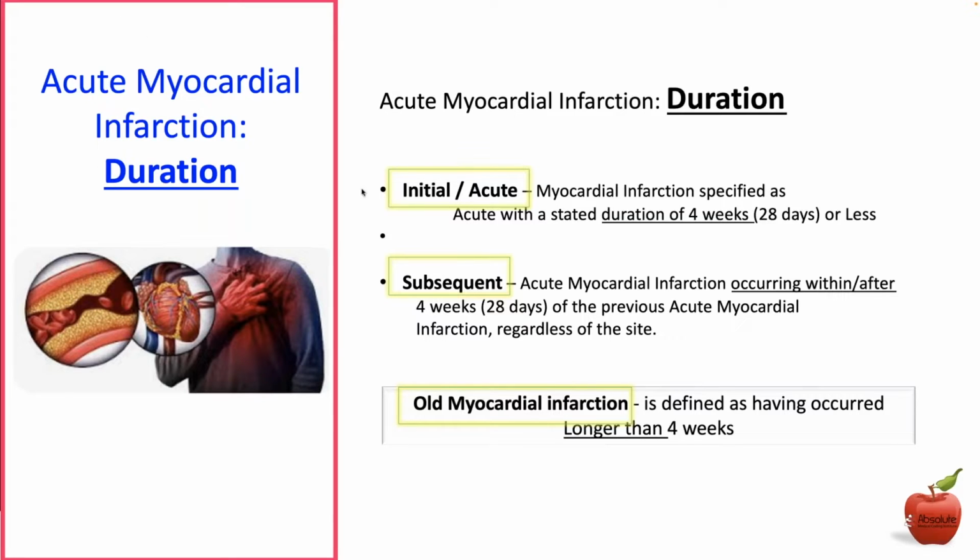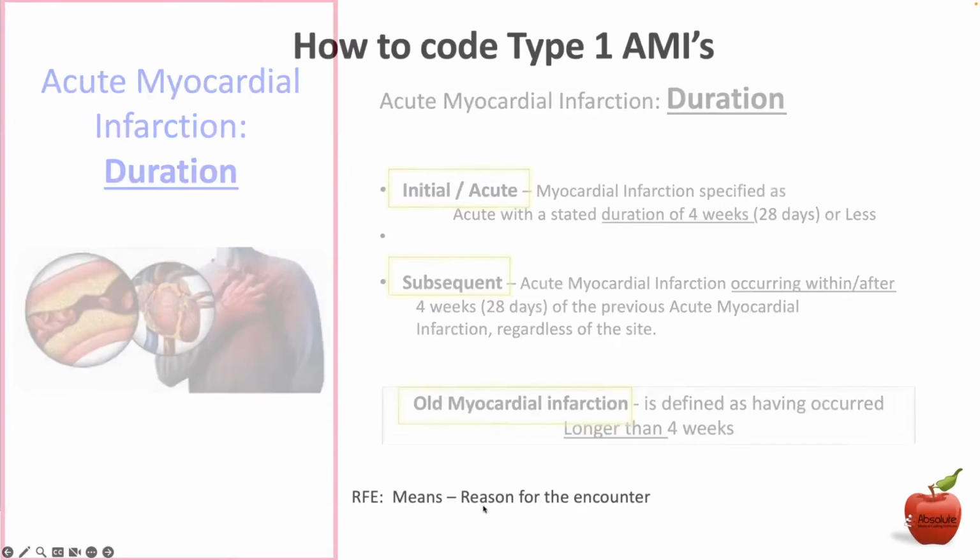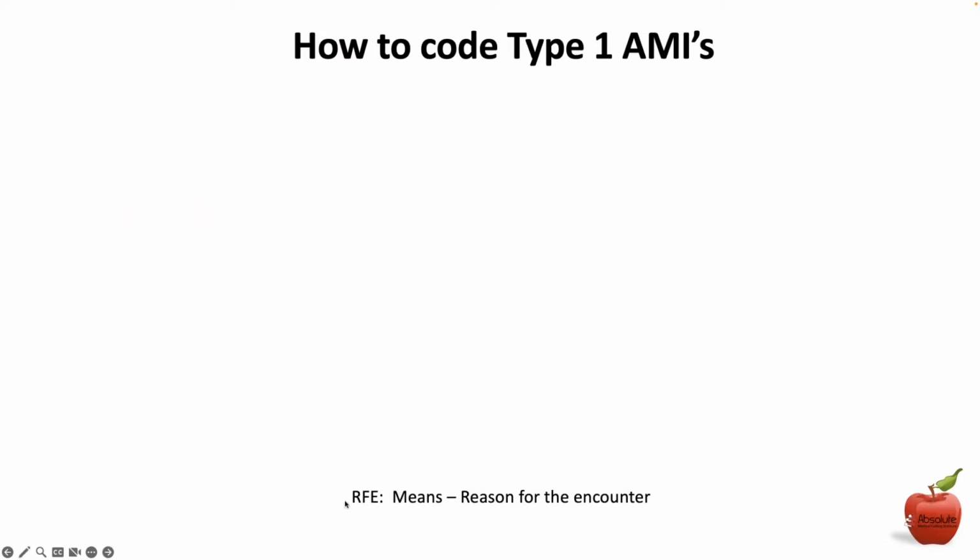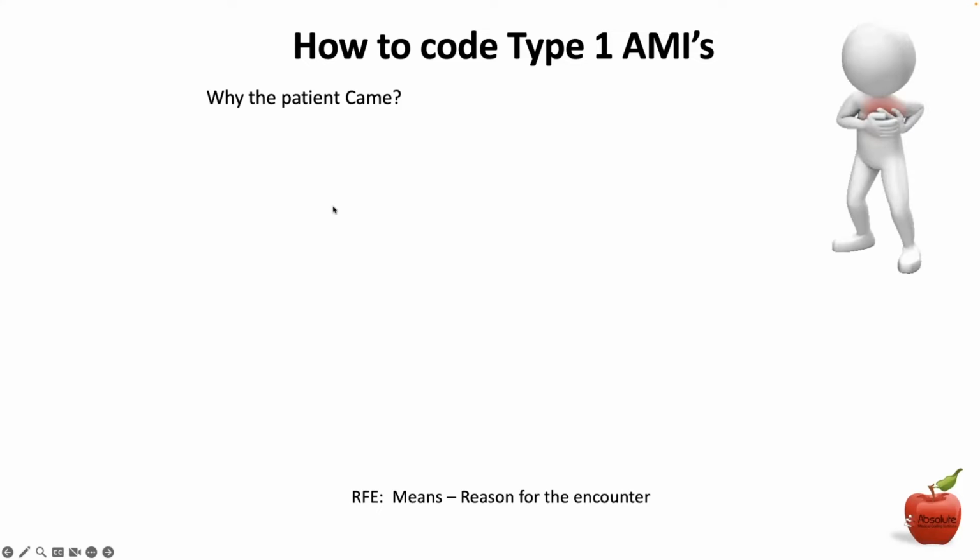I'm following you. Outstanding. All right, so let's talk about how to code a type 1 AMI. If you have your MCG manual, this is in your manual. Remember that RFE means reason for the encounter. Always be conscious of the reason the patient is coming in. Why are they there? What is being treated? Why did the patient come?